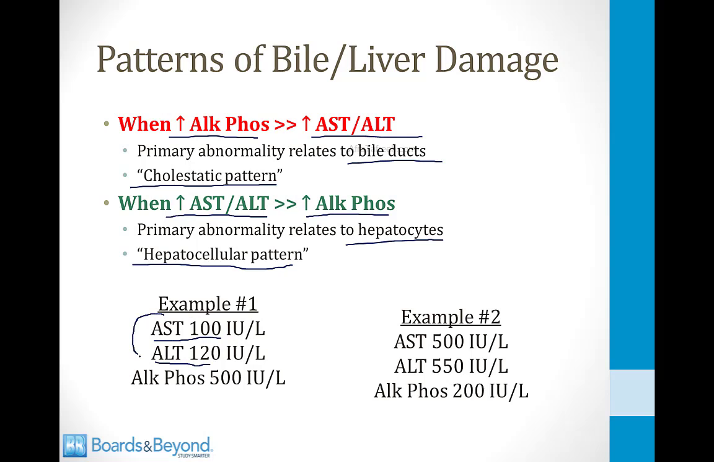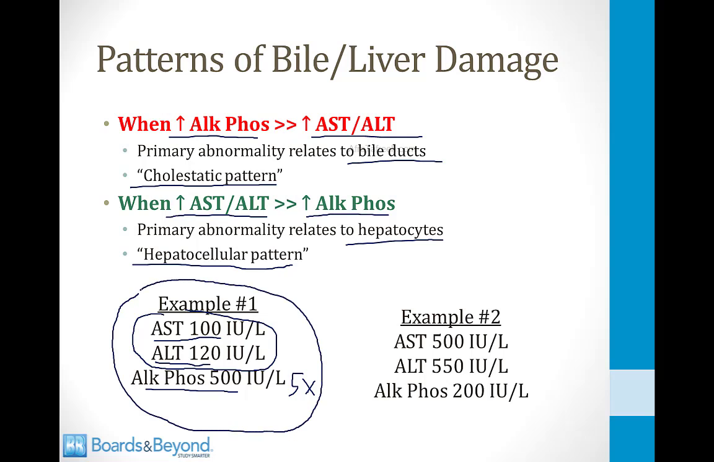So these two values are about twice the normal level. Then we have an ALK-Phos level that is 500. So this ALK-Phos level is about 5 times the normal level. So we have a rise in ALK-Phos that is much, much greater than the rise in AST and ALT. And this is the type of pattern you would see with someone who has cholestasis, for example, if they have a gallstone lodged in their common bile duct.